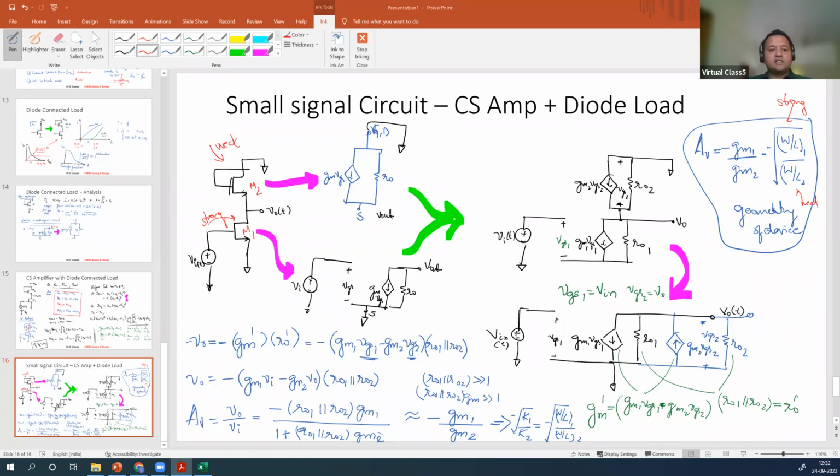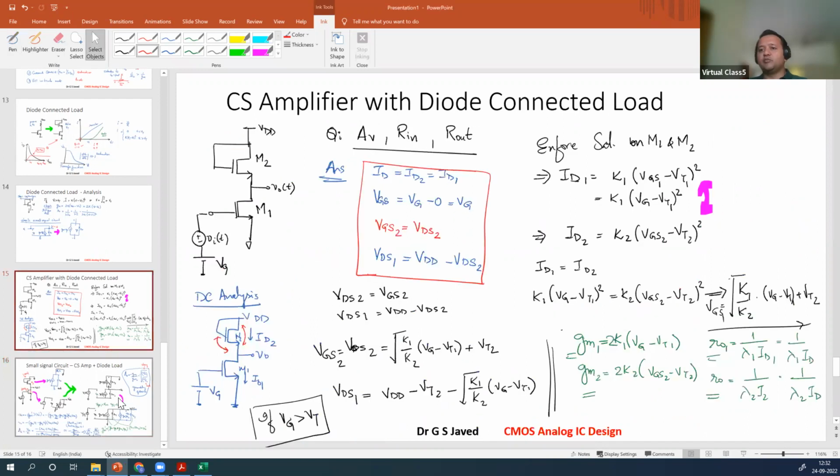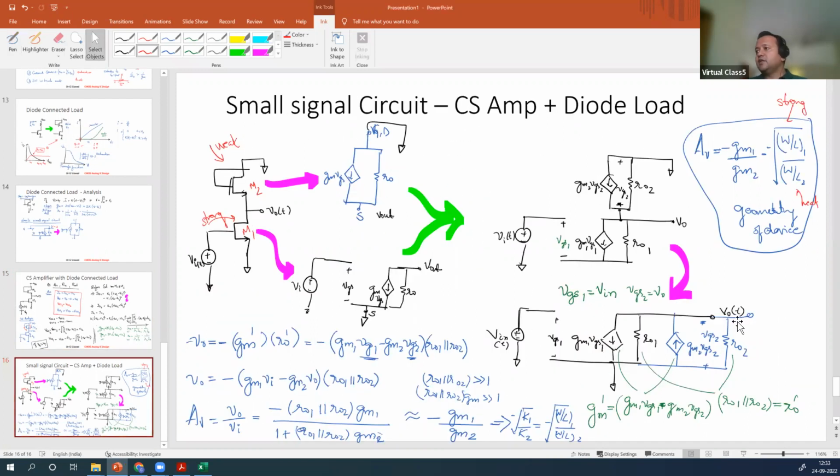Now, what else is information pending? We have found out gain. Our aim was to find gain, input impedance, and output impedance. For that, let us reuse this structure.